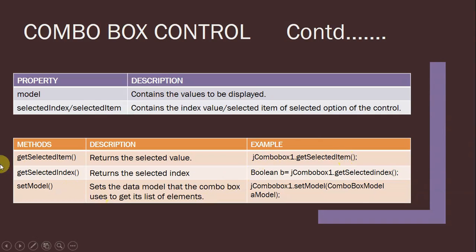The next is setModel. It sets the data model that the combo box uses to get its list of elements. So we can use it like this: jComboBox1.setModel, and then the combo box model.